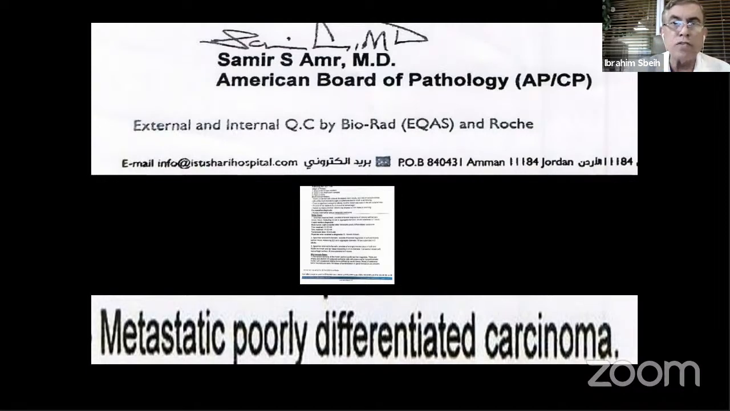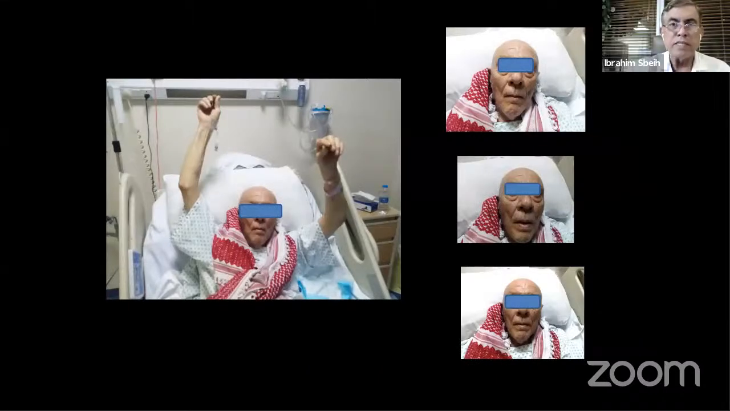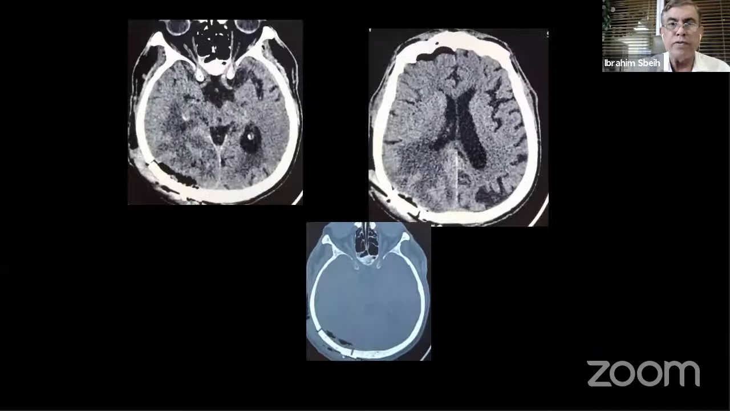Thank you, Ala. Thank you, Dr. Samir. Most welcome, sir. And this is the patient, post-operative. His left-sided weakness markedly improved. And this is his post-operative CT scan showing total removal. I insist that if you have a bleeding into a brain lesion, you have to remove the lesion completely. Never close with any bleeding inside, because there is a piece there.